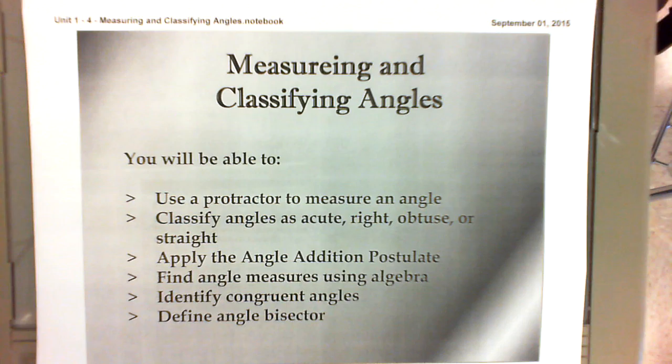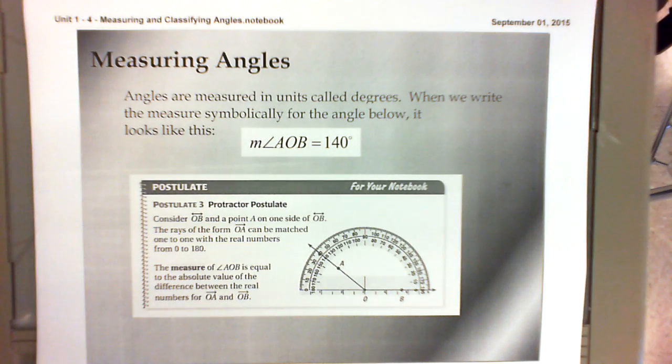And by the end of this lesson, you should be able to use a protractor to measure an angle, classify angles as acute, right, obtuse, or straight, apply the angle addition postulate, find angle measures using algebra, identify congruent angles, and define an angle bisector. So the first thing I'm going to talk about is how to measure angles.